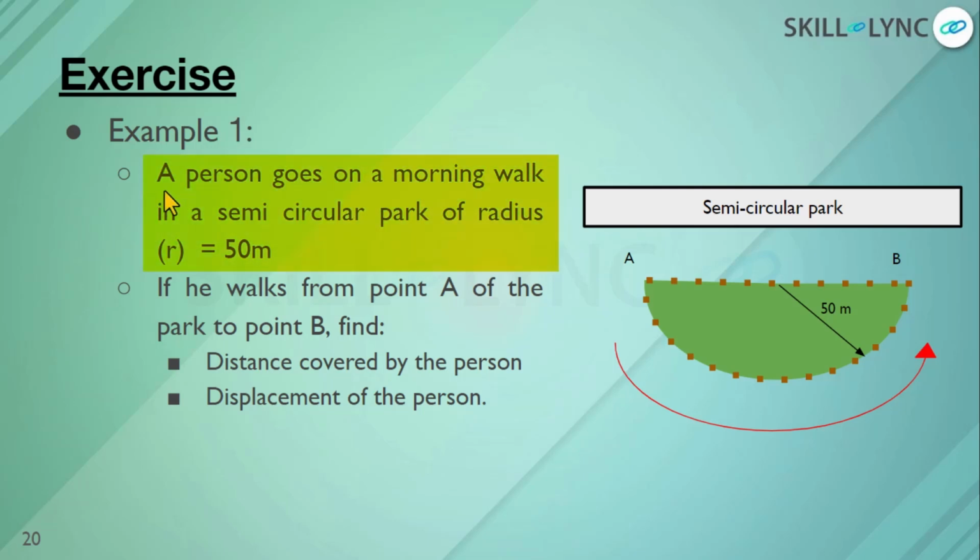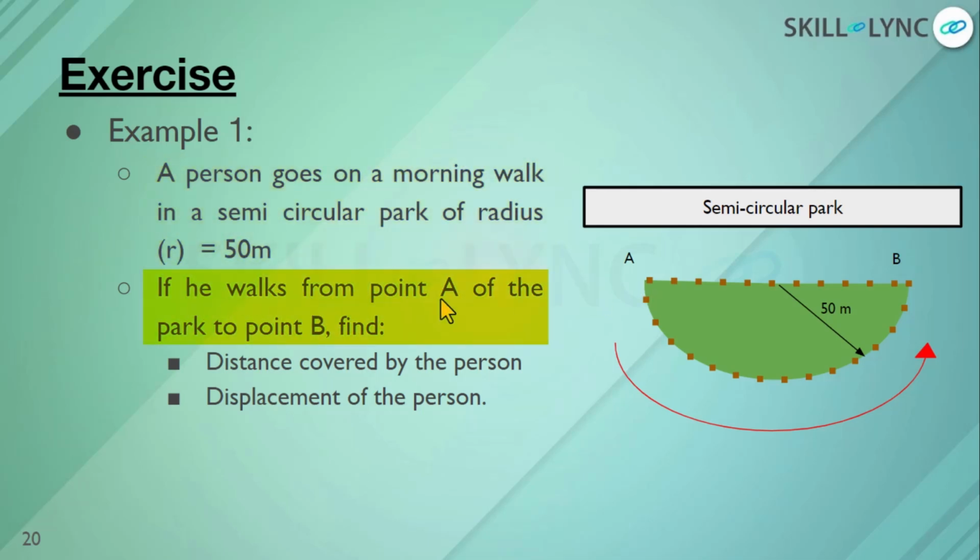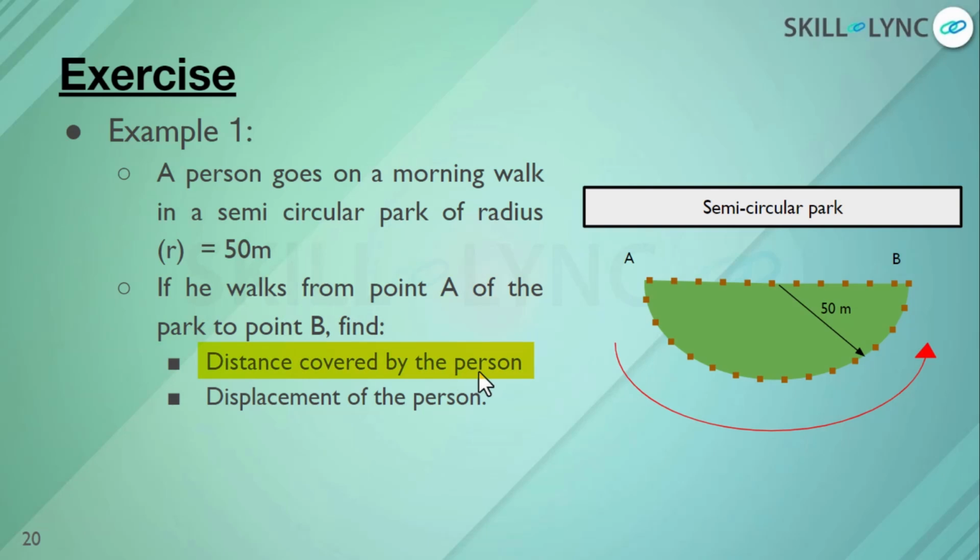Suppose a person goes on a morning walk in a semicircular park of radius r = 50 meter. If he walks from point A of the park to the point B, find the distance covered by the person and the displacement of the person.